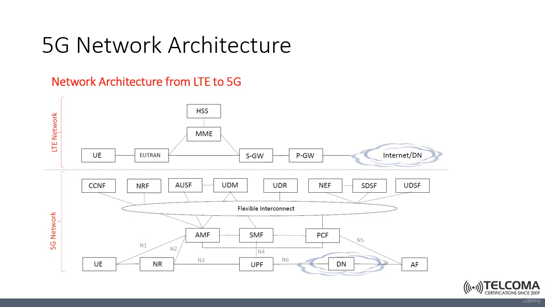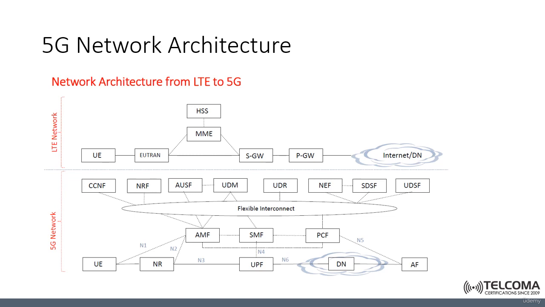The 4G Evolved Packet Core, EPC, is significantly different from the 5G core, with the 5G core network expected to be a cloud-based system based on the service-based architecture, or SBA, which is a flexible interconnect, with a target to make it more scalable and flexible.